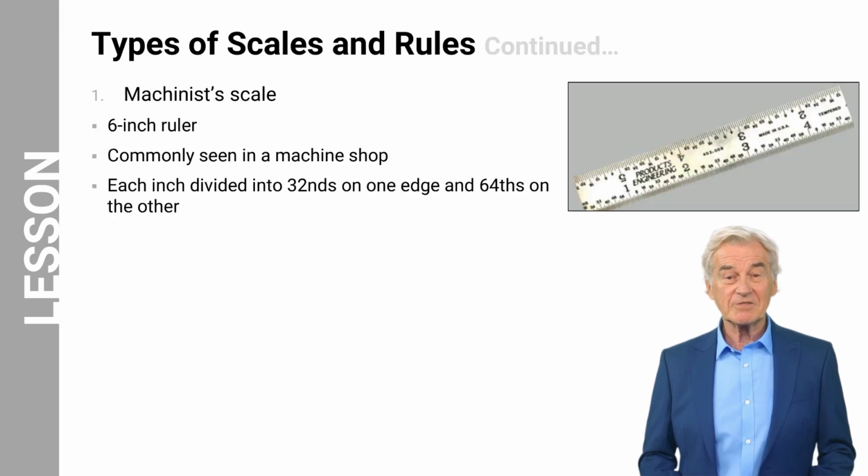The first tools this module will cover are scales and rules. The machinist's scale, or steel rule, is a 6-inch ruler and is the most common and simplest linear measuring instrument found in a machine shop. On one of its edges, each inch is divided into 32nds, and on the other, each inch is divided into 64ths.